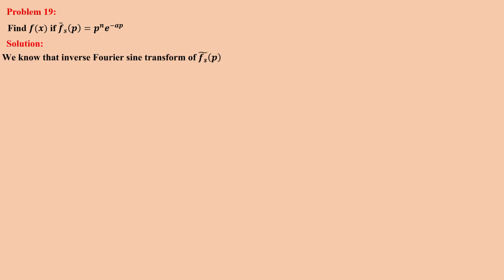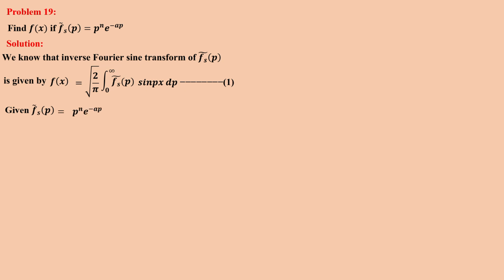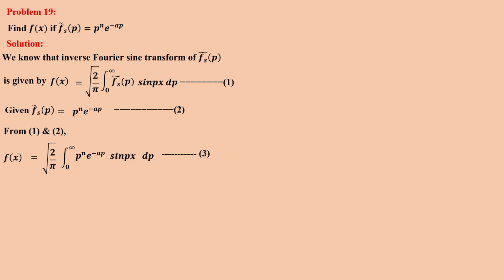We know the inverse Fourier sine transform of f s bar of p is given by f of x, which is equal to root 2 divided by pi integral 0 to infinity f s bar of p sine px dp. That is equation number 1. Given f s bar of p is equal to p power n e power minus ap, that is equation number 2. So using 2 in 1, f of x is equal to root 2 divided by pi integral 0 to infinity p power n e power minus ap sine px dp. That is equation number 3.